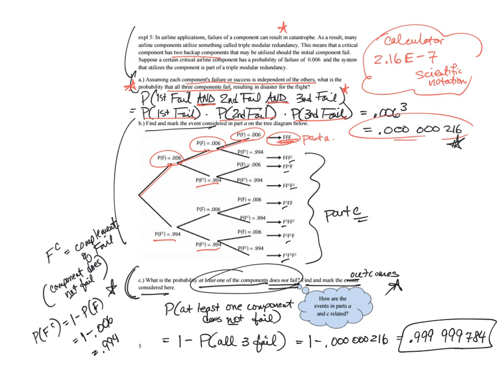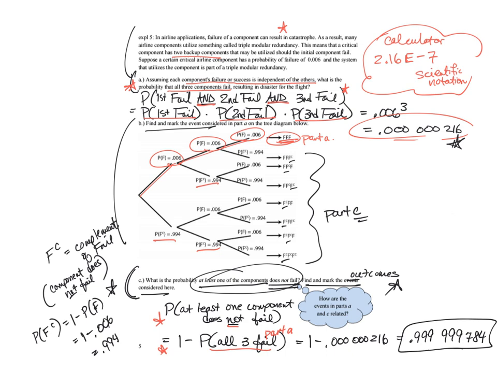All right, here's my answer. And again, the notation is almost as important. I have the probability that at least one component does not fail. Because it's a complement of the event in part A, I'm going to say it's equal to 1 minus the probability that all three fail. And again, this is the probability that we found in part A.